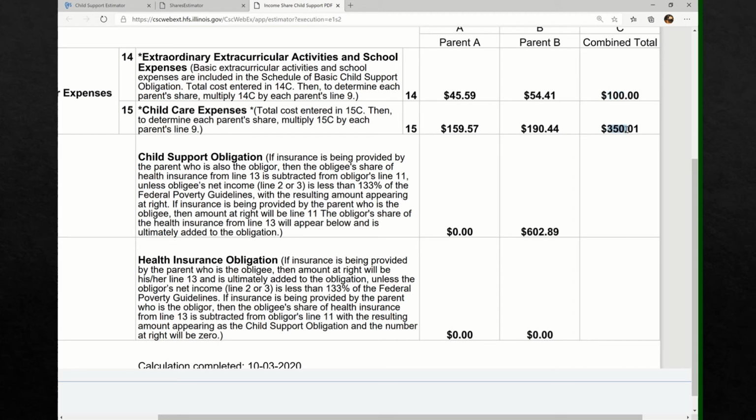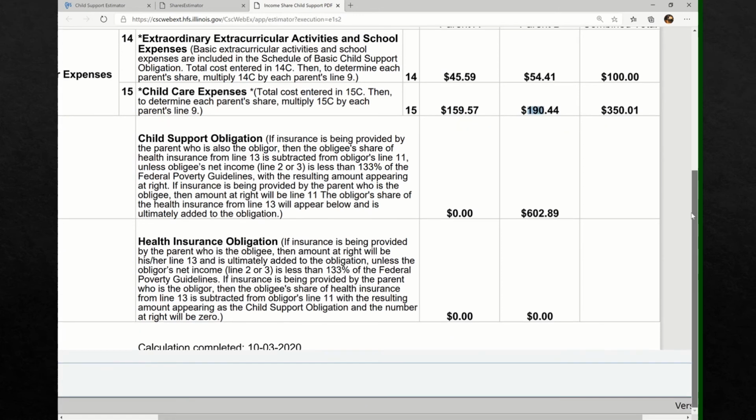Also, we had entered that $350 was how much was being spent on the nanny. That is also a shared expense. So parent A's obligation of that expense is 159.57 and your obligation is 190.44. This number we already talked about. It is your basic obligation less the credit you get for the $11.40.